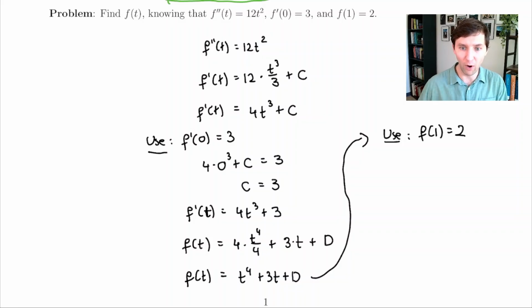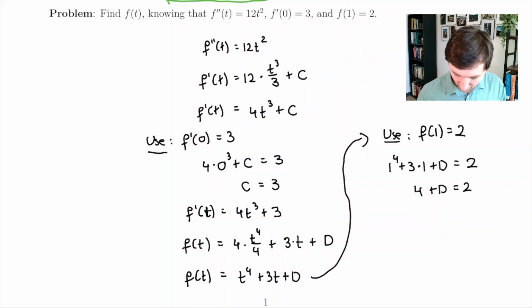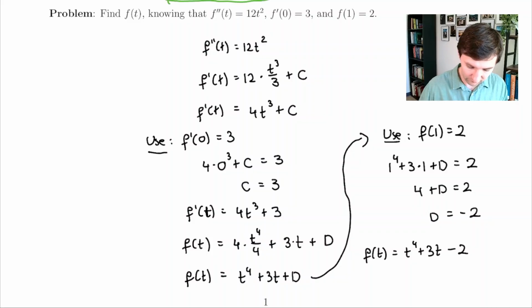When I plug in 1 to this expression, I will get 1 to the fourth power plus 3 times 1 plus d, and I'm supposed to get 2, which gives me, this is 1, this is 3, that is 4. So I get 4 plus d equals 2, which tells me that d equals -2. I subtracted 4 on both sides. The final result then is that f of t is t to the 4th power plus 3t minus 2.